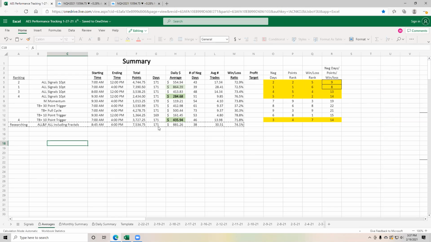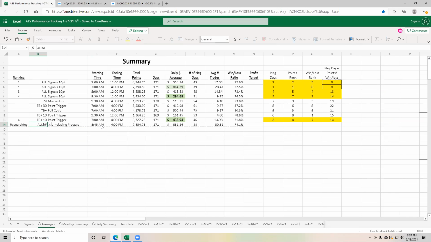We also know that during that 171 days there have been 38 losing days, 38 negative days, and that the average number of trades is just over 30 trades a day. And we also know that the win-loss ratio is about 74%. So we can change that to whatever we want.